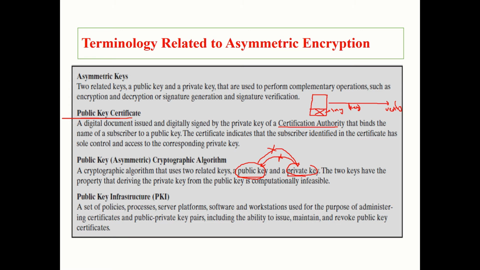And we will learn something about public key infrastructure, or the PKI. The PKI is more like guidelines or policies, or platform, software, workstation. These are used to administrate or manage or control certificates and public key encryption, and these are responsible for distributing the keys. So they have something called revoking the public key certificate, or accepting the public key certificate.